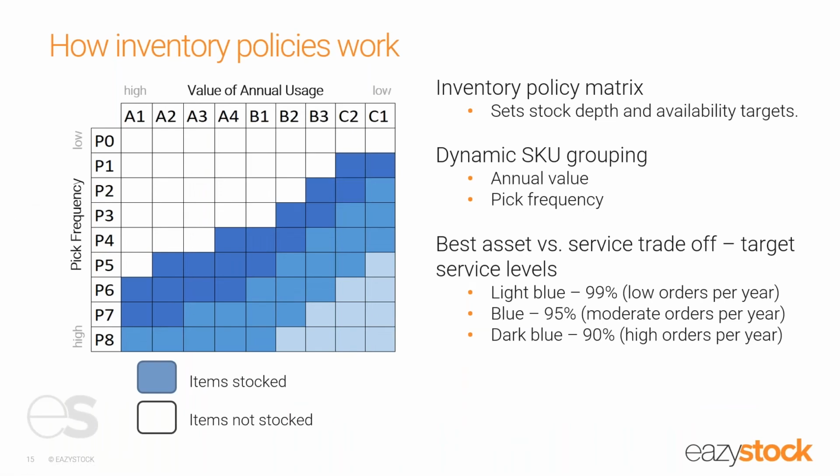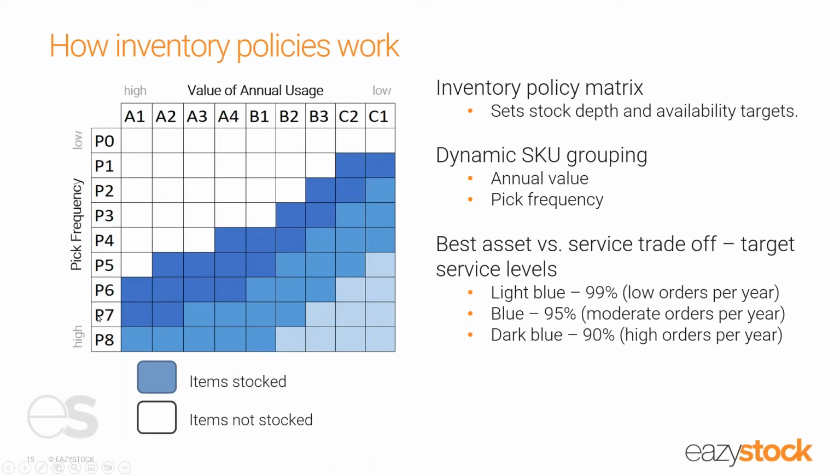Here we want to talk a little bit about how the inventory policy works. So like we said, this is our inventory policy matrix. It's an 81 square matrix. Each item would fall into one of these cells based off of its value of annual usage and its pick frequency. So if we look at value of annual usage, what the system is doing is it's looking at your items and it's trying to work out what is the overall investment needed to stock that item. From there, it's going to subdivide that into an A, B, or C classification. A items being your higher investment needed items, and your C items being your lower investment needed items.